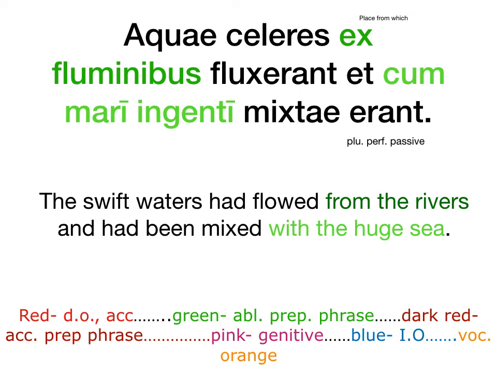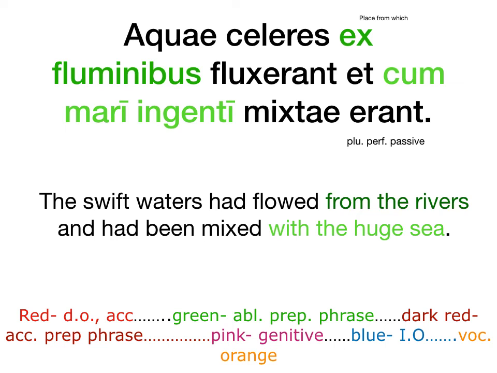Aquae celeres ex fluminibus fluxerant et cum mari ingenti mixtae erant. Again, we just have a bunch of ablatives. These recent chapters just love the ablative case. So if I asked about ex fluminibus, you would tell me that is an ablative, place from which, right? Because the swift waters had flowed from the rivers, right? Place from which, go figure, it's very literal, and had been mixed with the huge sea. So mari ingenti is ablative. I suppose that's manner, but I would actually not ask the function of that one.